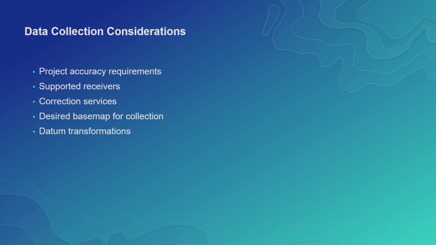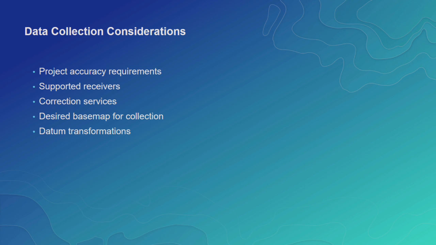And then we get into correction services. Any type of high accuracy workflow requires a different correction service. Each one of these points we'll get into a little bit more in this section of the presentation. But a correction service is going to get you down to that centimeter level accuracy or sub-meter accuracy, whatever the project requires. Then, your desired base map for your collection.